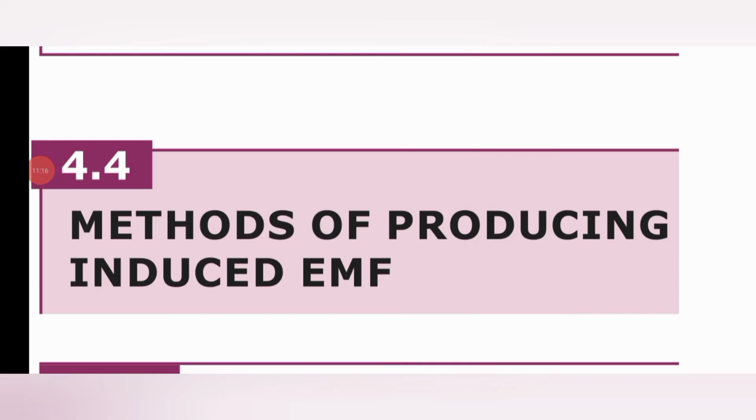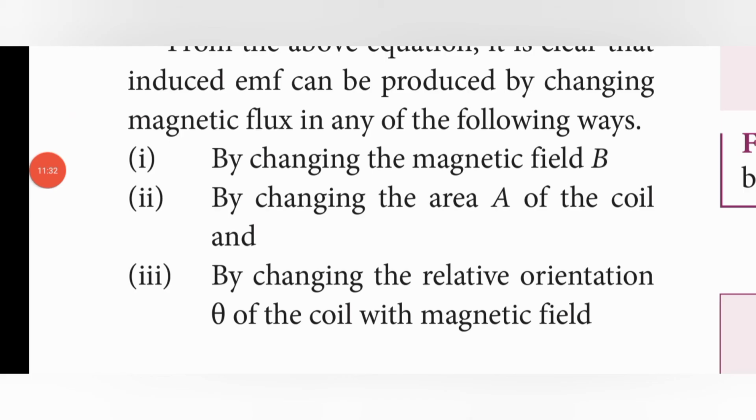Then let's find out the methods of producing induced EMF. Next topic. In this topic, the methods of producing induced EMF, there are three methods we have for producing the induced EMF. So these are the three methods which can be used to find the induced EMF here. The first method is by changing the magnetic field B, also by changing the area A of the coil, and also by changing the orientation of the coil, that is the theta value here.